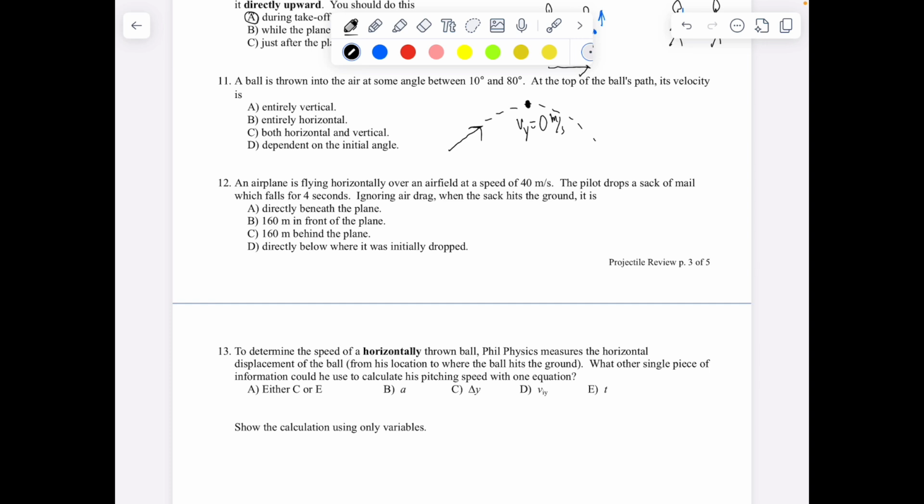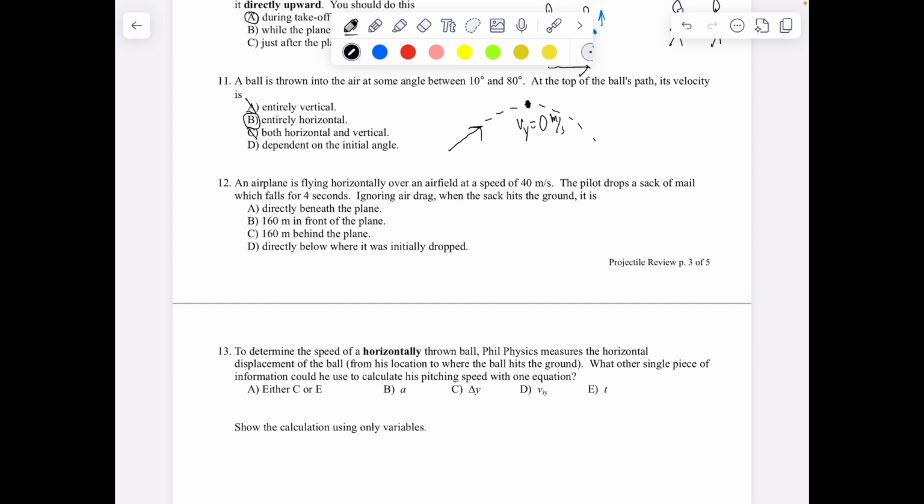So it has no vertical component. We know those answers are wrong. Its component of velocity is entirely horizontal. That is true. But a more specific answer is the component of our velocity is dependent on the initial angle. But we really want to go with entirely horizontal here. It is true the velocity at the top of its path is dependent on the initial angle, but it is also entirely horizontal.